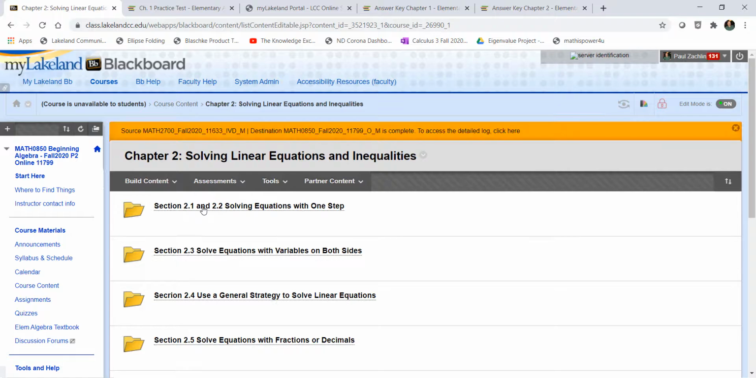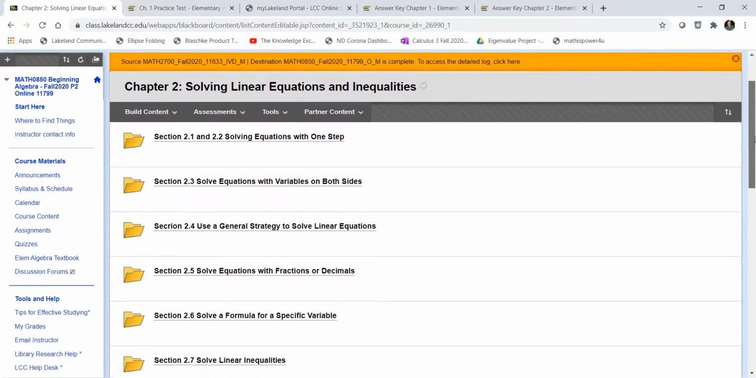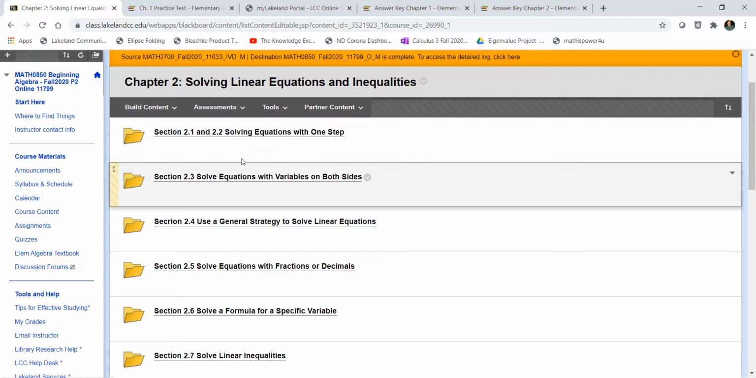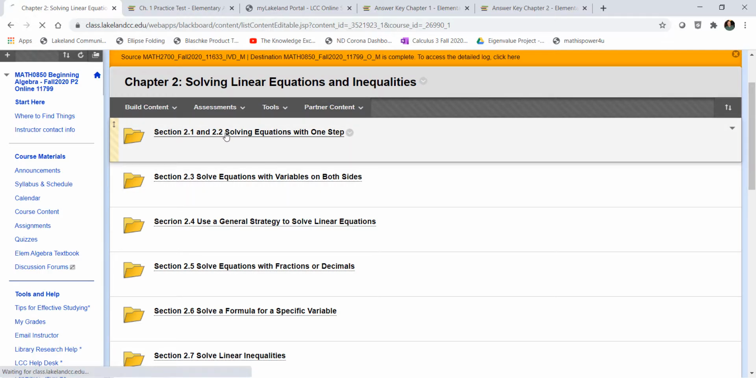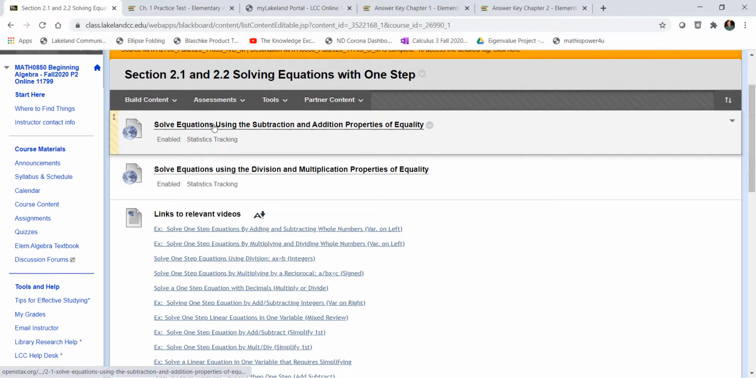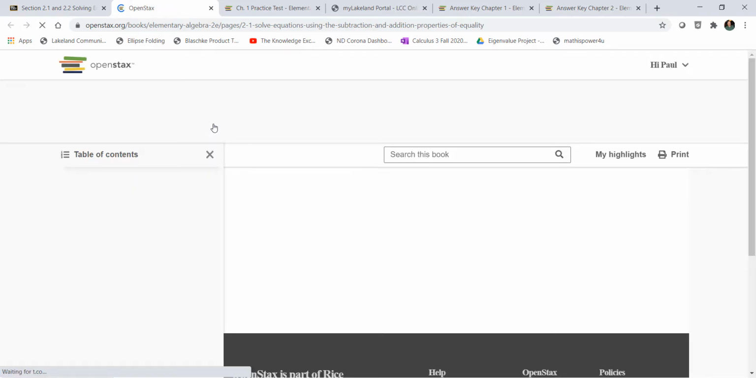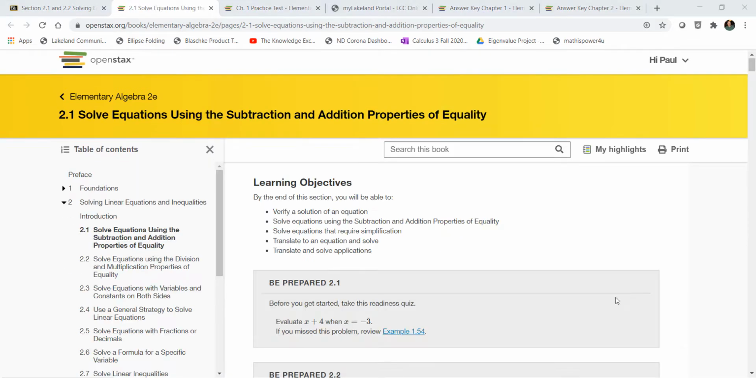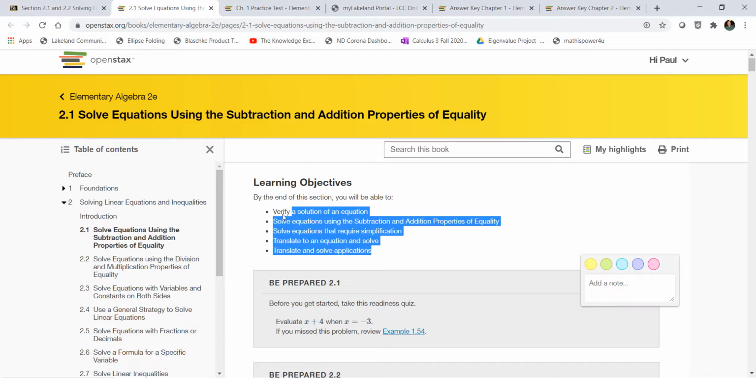We'll go ahead and click on that, and you'll notice it's organized by section. So let's do the very first section, sections 2.1 and 2.2, solving equations with one step. You'll notice I have links to the textbook. So this takes me directly to section 2.1. Often the start of a section will list the learning objectives, the things that you want to be able to do by the end of the section.